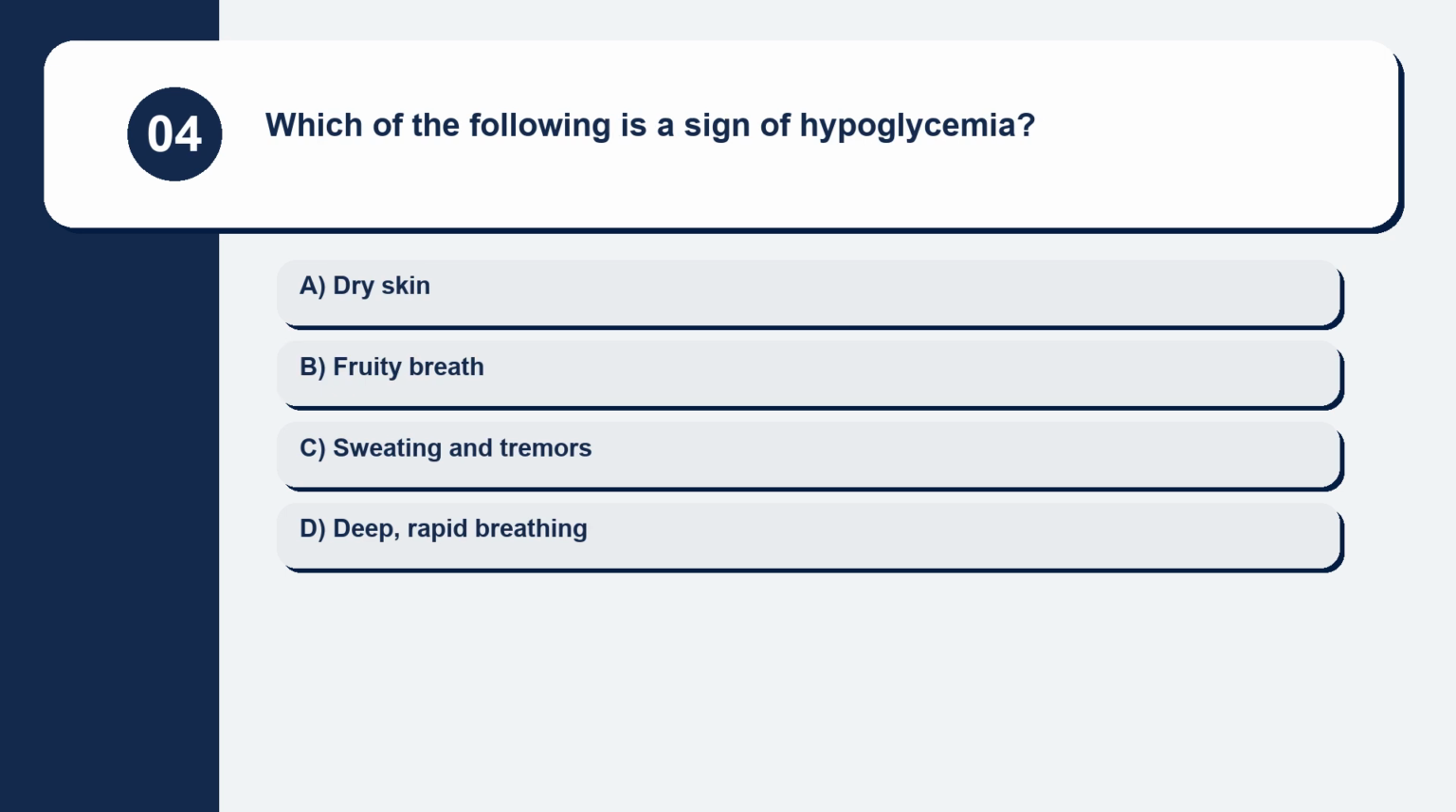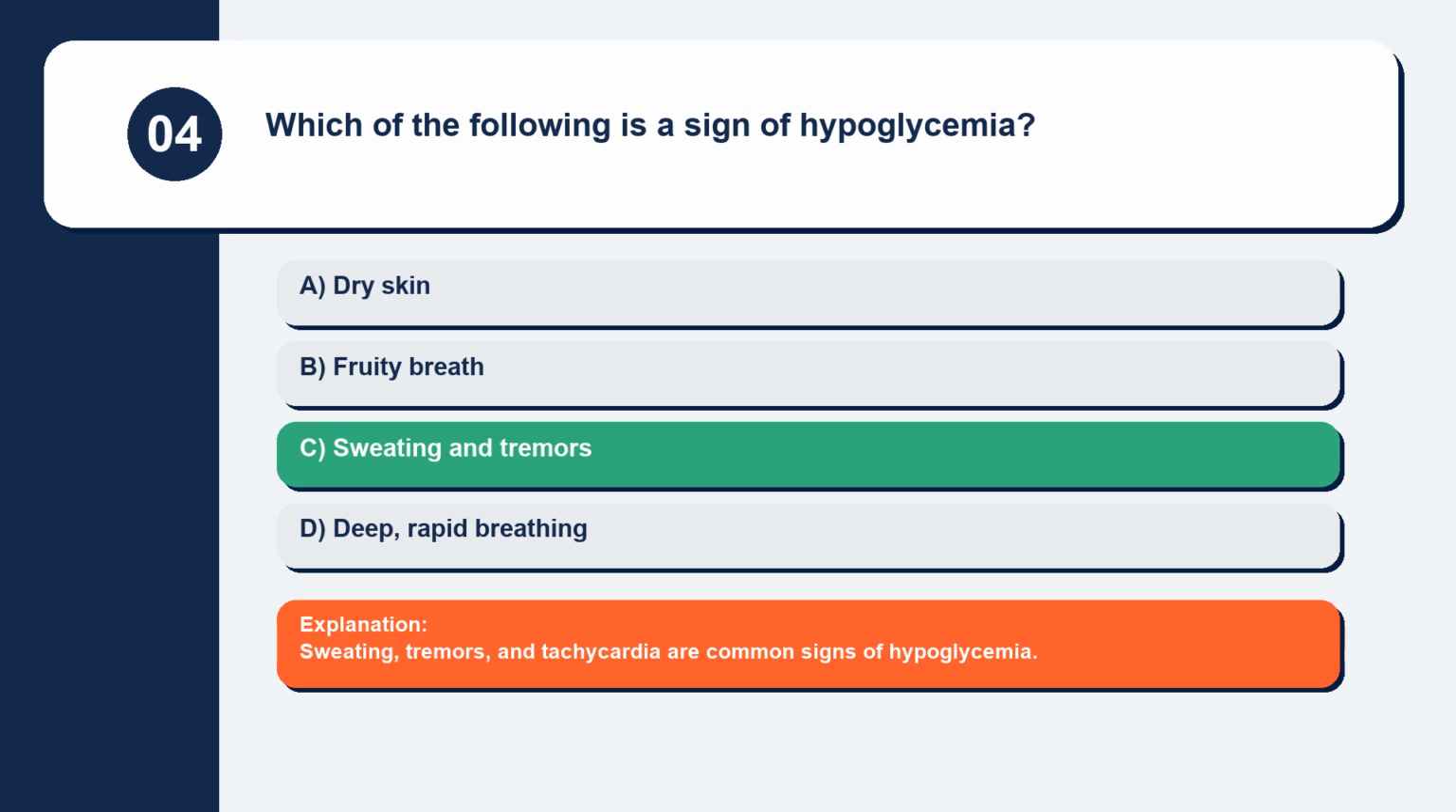Question 4. Which of the following is a sign of hypoglycemia? Dry skin. Fruity breath. Sweating and tremors. Deep, rapid breathing. Sweating, tremors, and tachycardia are common signs of hypoglycemia.